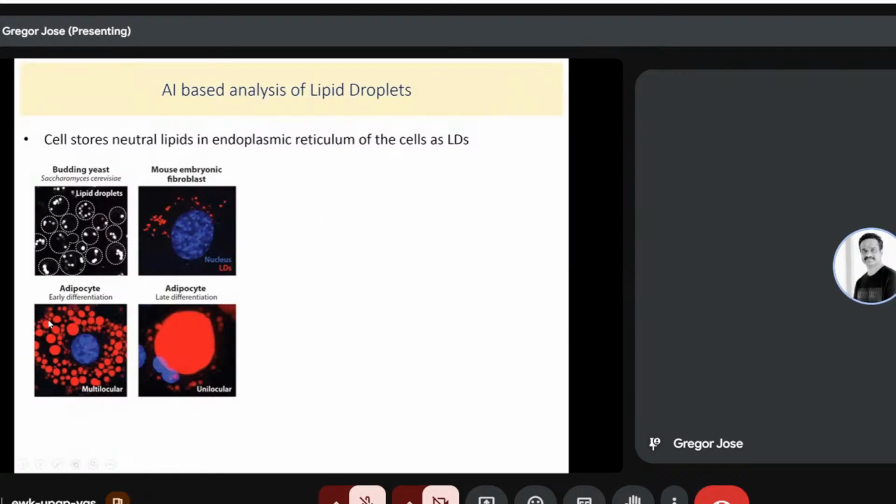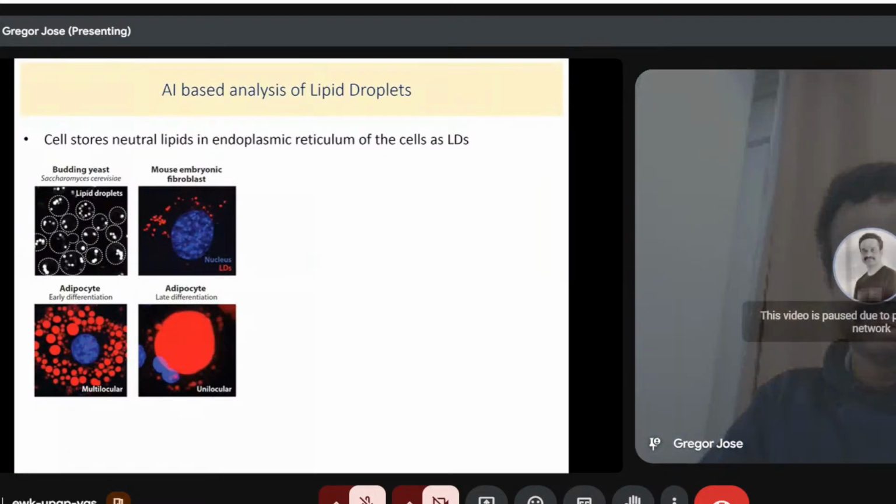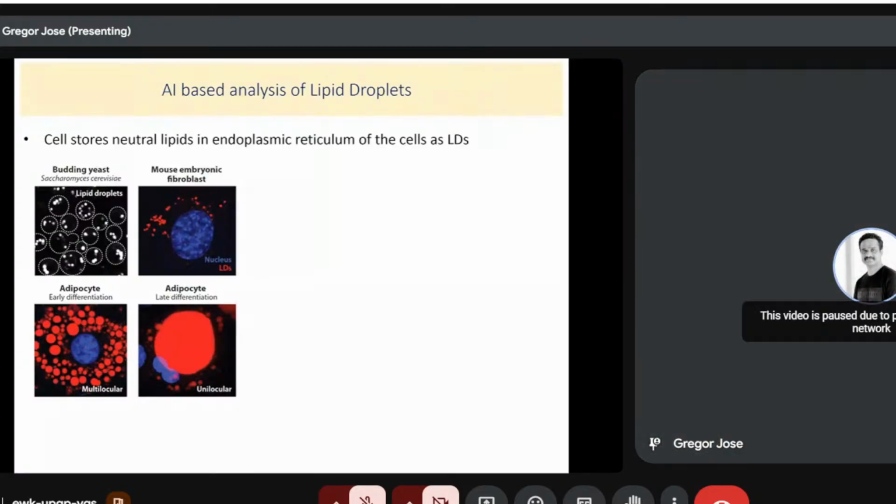And in our body, wherever there's adipocyte, there will be lipid storage. You can see in the early differentiation, when they are young, you have multiple droplets. But when they become older, after differentiation, they become a single lipid droplet containing cell. So I just want to show that there is a lot of variation in the lipid droplets, but the one thing common is: they are all round, and they contain neutral lipids.